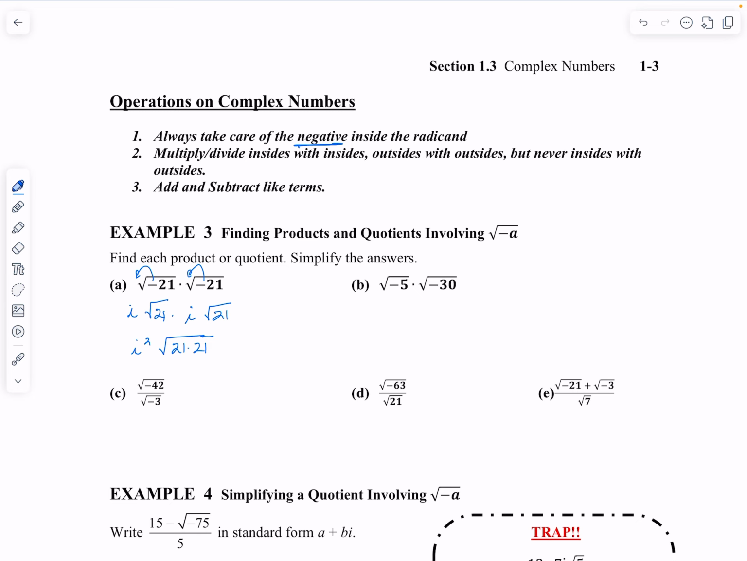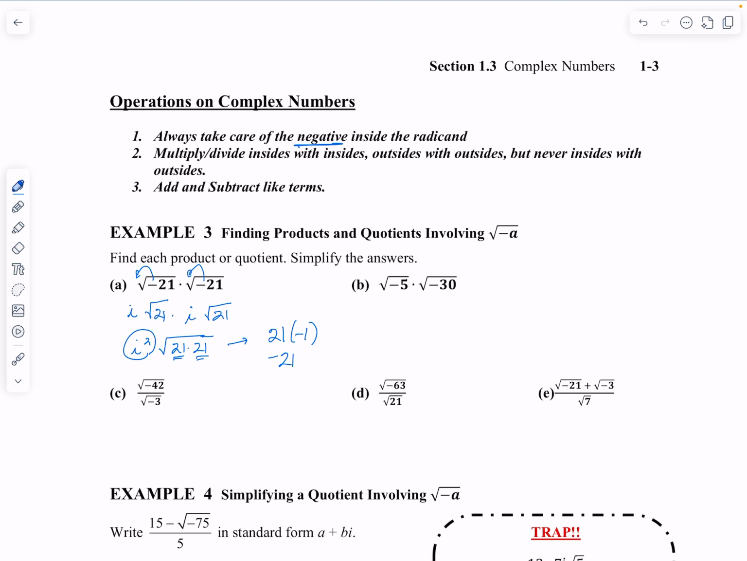So remember, when you take the square root of something, if you have two that are exactly the same, they get married and they come out as one. So that 21 is just going to come out: square root of 21 times square root of 21 is just 21. And then my i squared is -1. So my answer is just going to be -21.